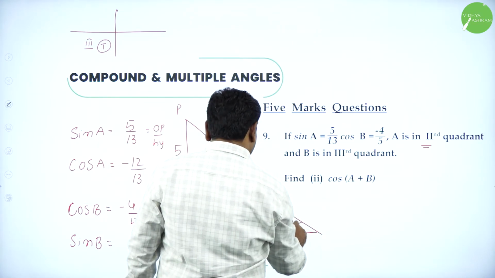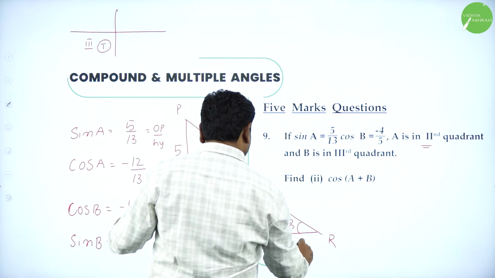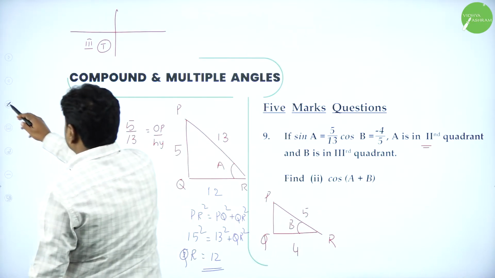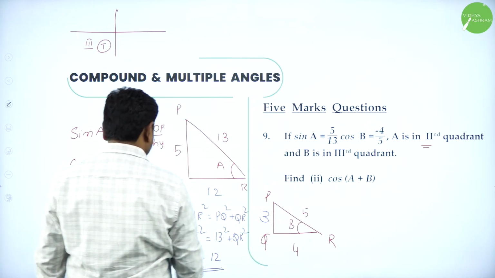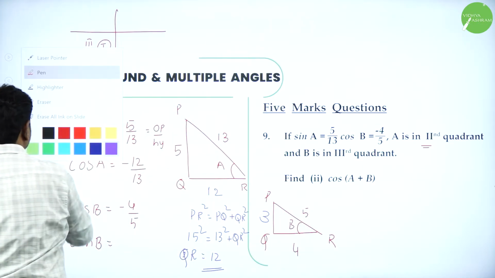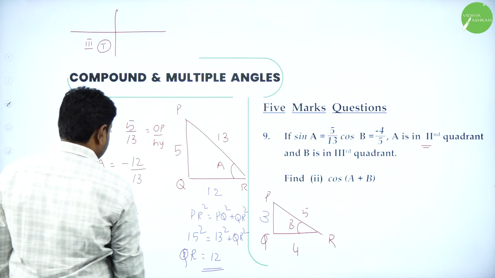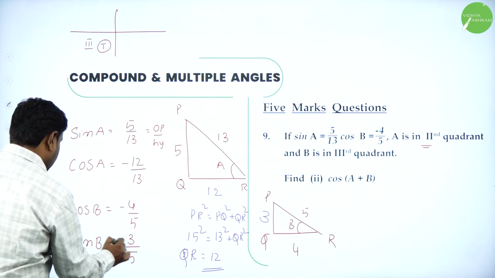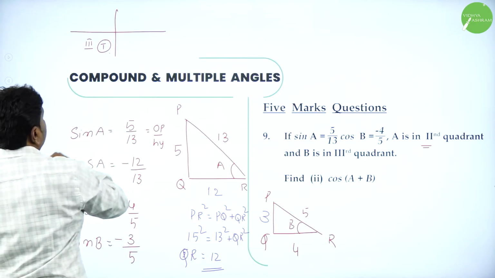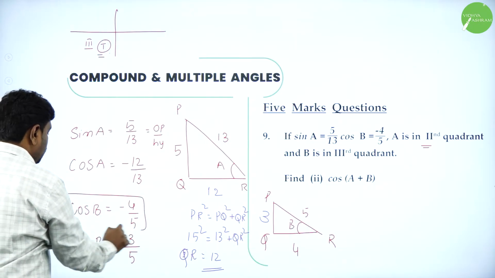B is the angle. So take PQR. Cos means what? Adjacent by hypotenuse, 4 by 5. The missing number is the opposite side. 3, 4, 5 are Pythagorean triplets. So from this you can write sin B. What is sin B, dear students? Sin is opposite by hypotenuse. That will be 3 by 5. But I will take negative 3 by 5 because B lies in which quadrant? In third. In third only tan is positive. So both are negative.